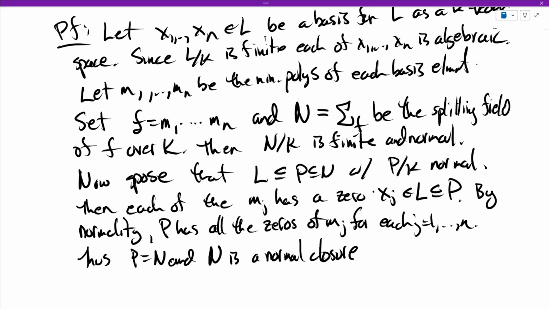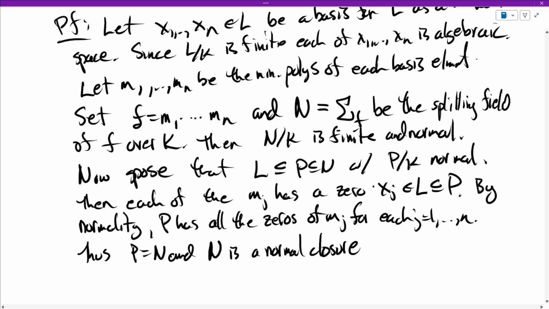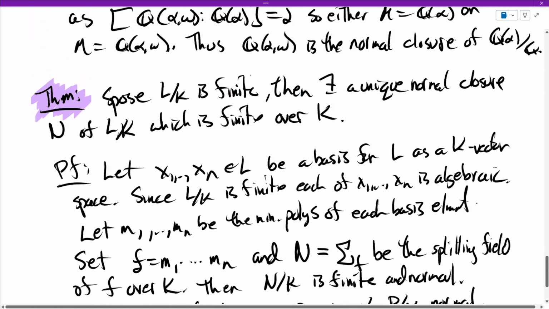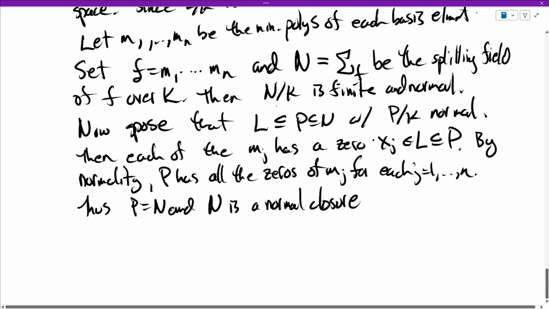And let me just point out, this is constructive. It tells you how to find the normal closure. This is a recipe. It says, to construct the normal closure, write down a basis, add in all the conjugates of the elements of the basis, find their minimal polynomials, add in all the roots. Right, so it's a recipe. Okay, so we showed there exists a normal closure, which is finite. We now need to show uniqueness.